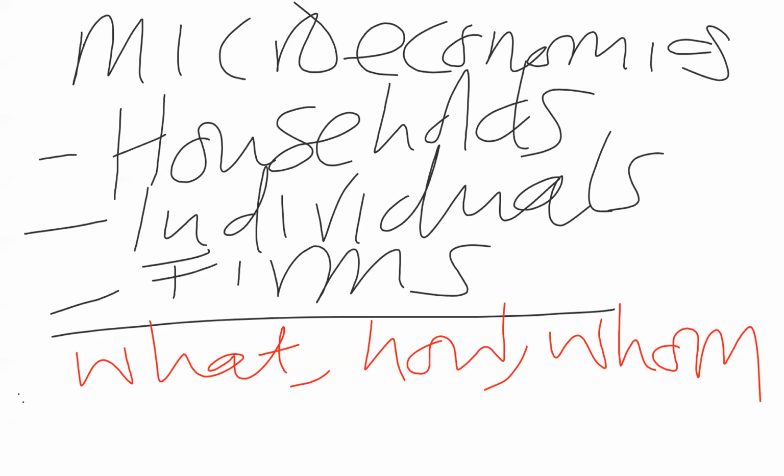We said that microeconomics hinges around key points. That is to say, how the individual economic units, the households, the individuals, the firms, make economic decisions, especially as they try to answer the questions of what to produce, how to produce, and for whom to produce.